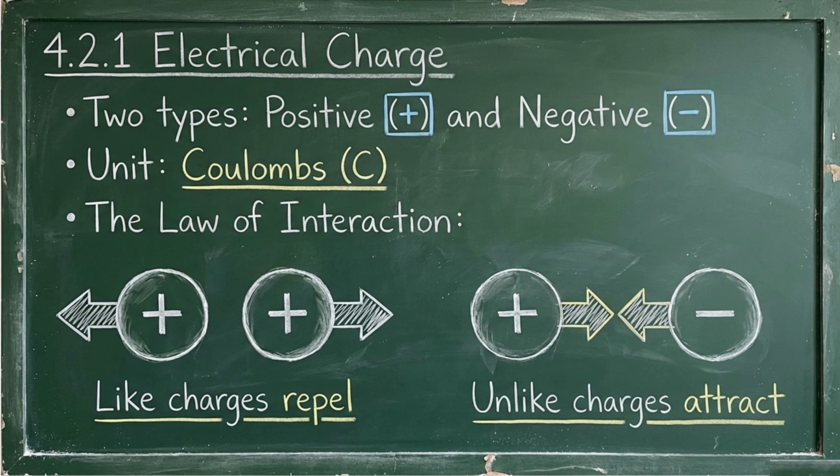If you have two positive charges, they will fight to get away from each other. A positive and a negative, they will rush together. That force, that constant push and pull, is the engine that drives everything else we're going to talk about. But here's something I found interesting on slide 3.